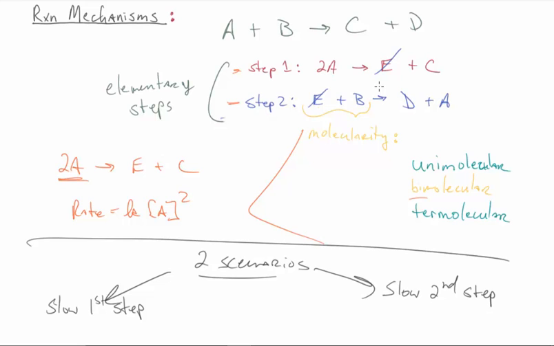We'll see those examples in class, but you just need to understand that when we're looking at reaction mechanisms, really what we're trying to do is determine a rate law, right? To do that, we need to know which is our rate determining step, and there's a couple of different scenarios where we will be looking at rate determining steps. We'll be looking at a slow first step or a slow second step.